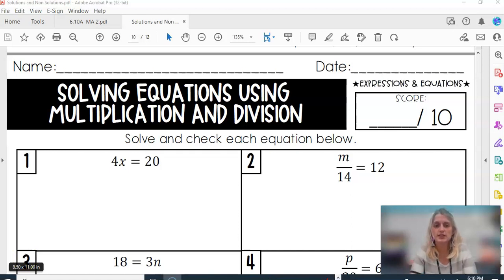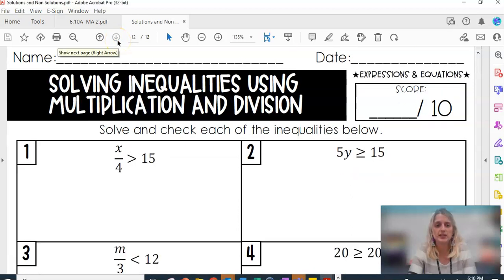Hey mathematicians, let's do our homework. Oops, I went too far. This is tomorrow's homework. Here's our homework. Okay.